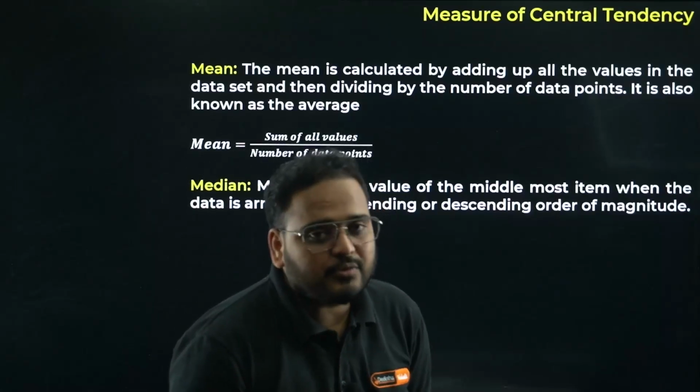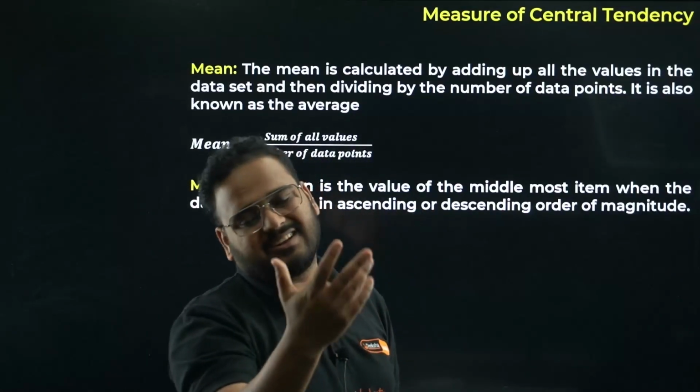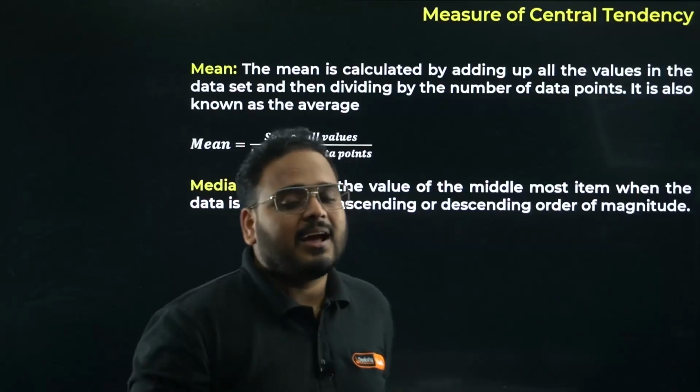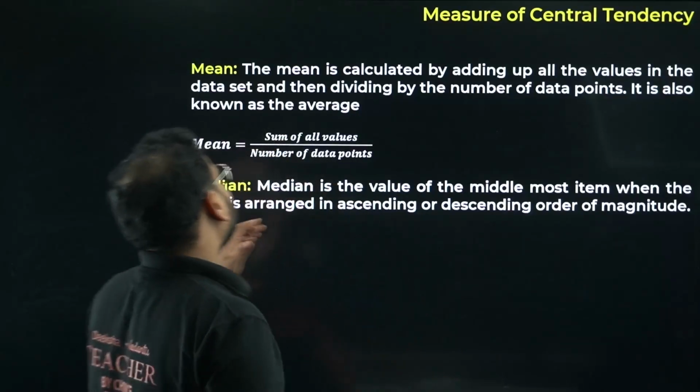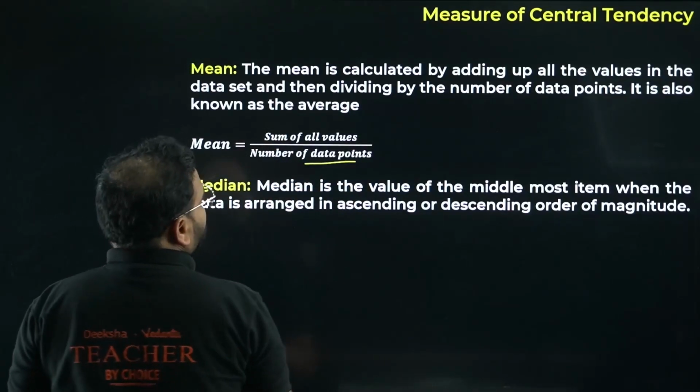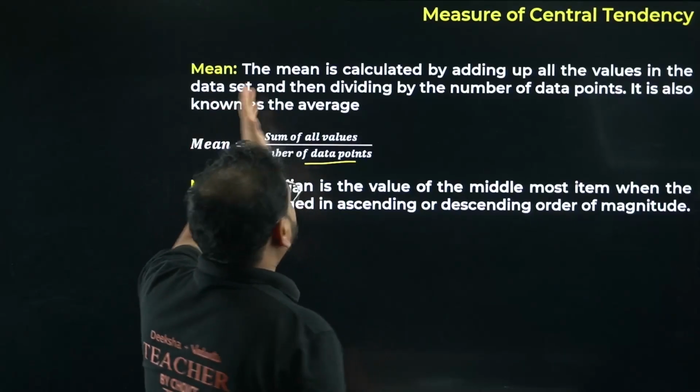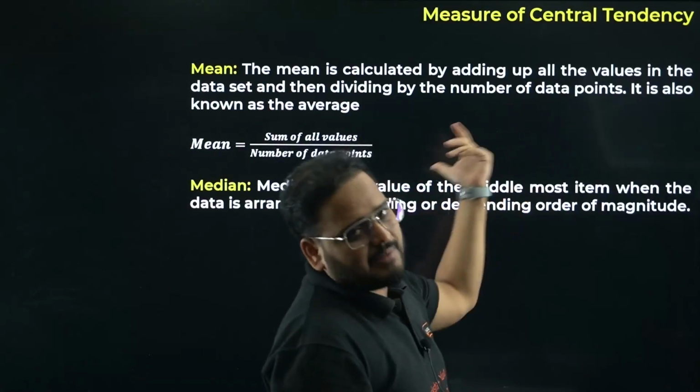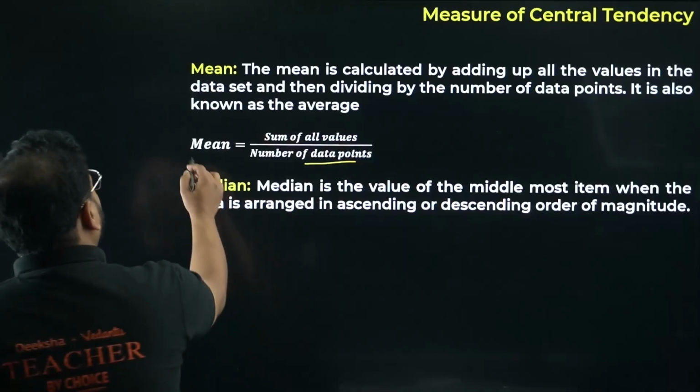Let's say I have 5 values, which can have values like 102, 100, 105, and you add all those values and divide by the number of those data points. So if I read this, mean is calculated by adding up all the values, same thing, divided by the number of items that we have.